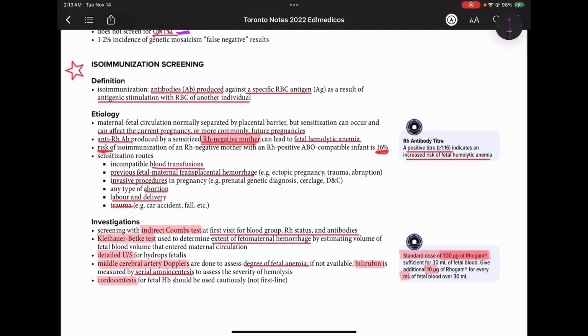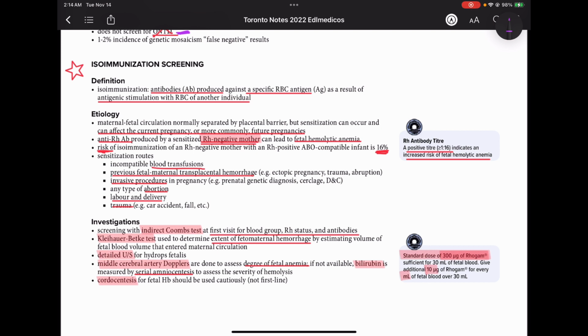Okay, so antibodies are produced against a specific RBC antigen as a result of antigenic stimulation with the RBCs of another individual, even if it's your own baby, but that's another individual, and they are positive, you're negative. So if there's antigenic stimulation, your body would produce antibodies against it. And of course, the fetal cells cross the placenta. That's how there was antigenic stimulation and production of antibodies. Similarly, if the antibodies cross the placenta and get back to the baby, there would be hemolysis, right? There would be fetal anemia.